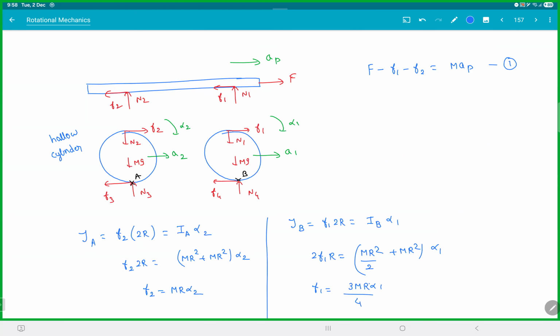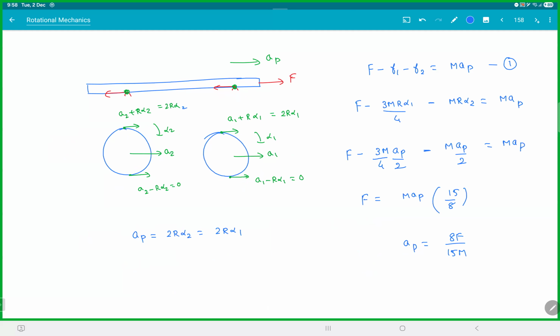Any doubts on this? How did I do this? It looks big, but it is solvable. That's what I said. If you take torque about A and B, you can eliminate F3, N3, F4, all will go off. And if the cylinder is going with A1 and A2, the topmost points will go with 2A1 and 2A2. So actually, we saw both the cylinders are going with same acceleration.